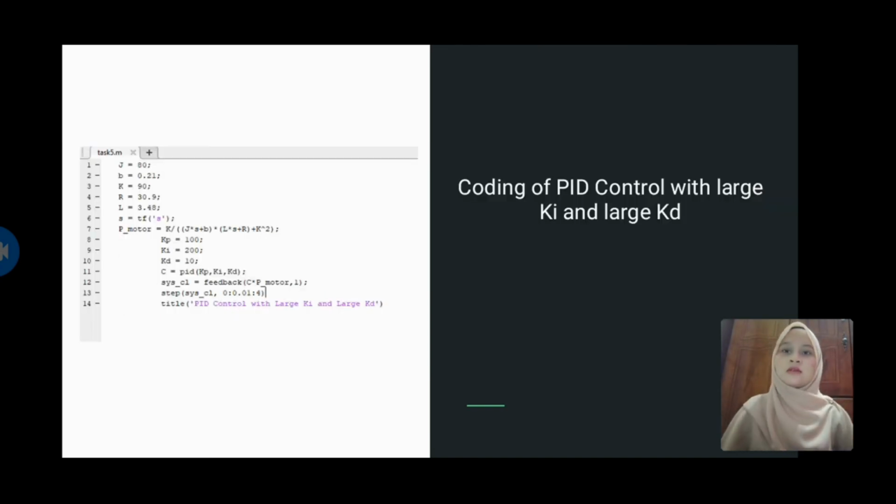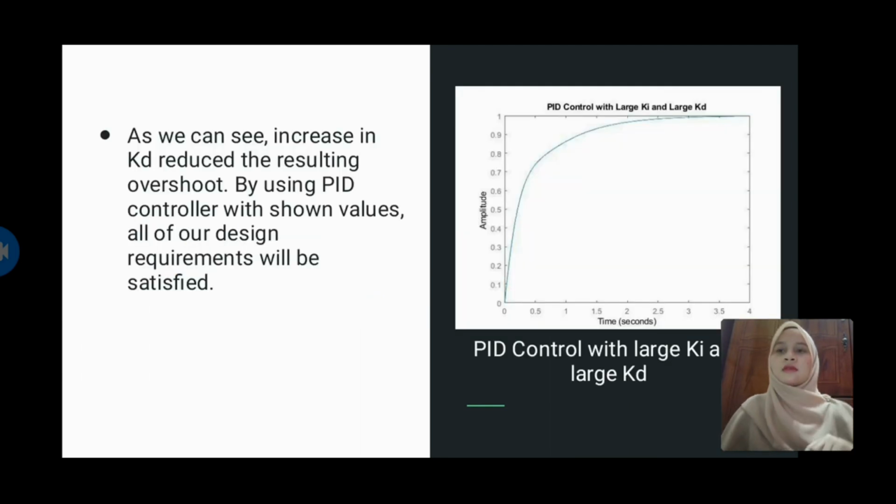This is the coding of PID control with a large Ki and large Kd. As you can see, the increase in Kd reduces the resulting overshoot. By using the PID controller with the shown values, all of our design requirements will be satisfied.